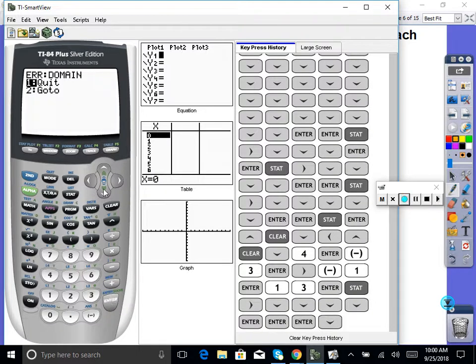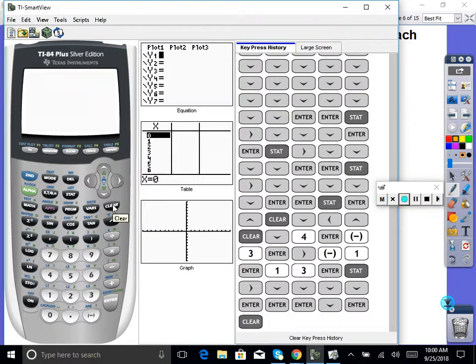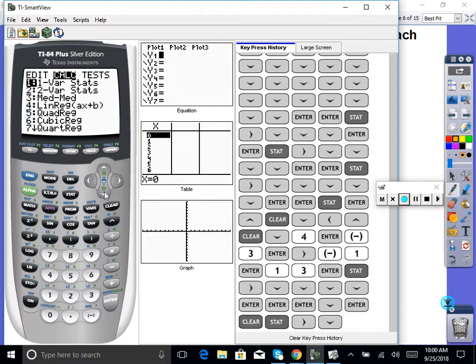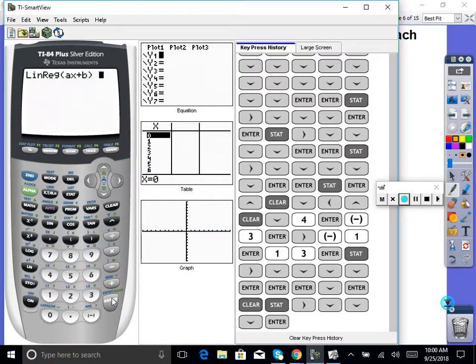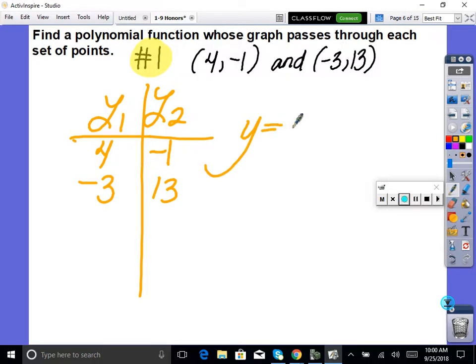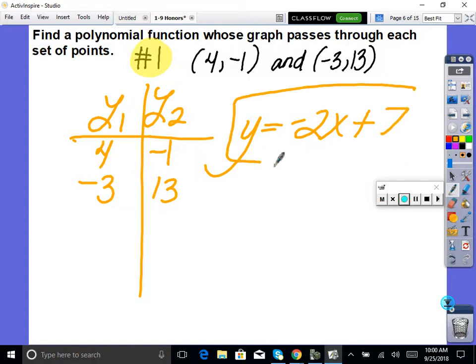Something's saying error, so I'm going to hit go to. Okay, I put in quadratic regression. It wasn't quadratic, was it? We don't even have enough points to make quadratic. That's why it said that. We only have 2 points. I accidentally hit quadratic. We need to be doing linear. And r squared's 1. So we now have y is equal to -2x plus 7, right? Sweet.